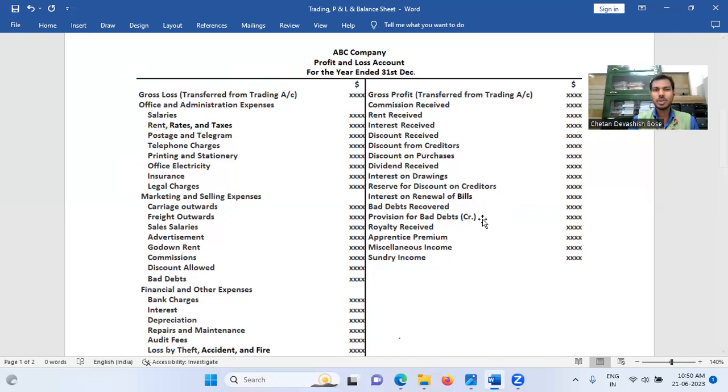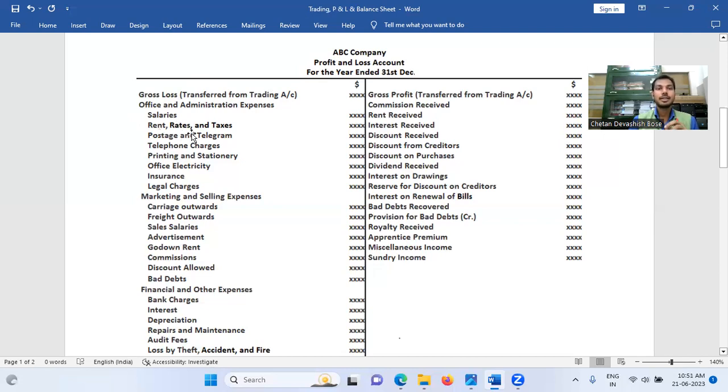Okay, now let us quickly go through what are the things that we could see at the profit and loss debit side. Generally, we can see all the office and admin related expenses. What are they? Salaries given to the office staff. The way we give wages to our labor, which is written at the debit side of our trading account, it is a salary which is given to the office staff. So that is why it is at the debit side of your profit and loss account.